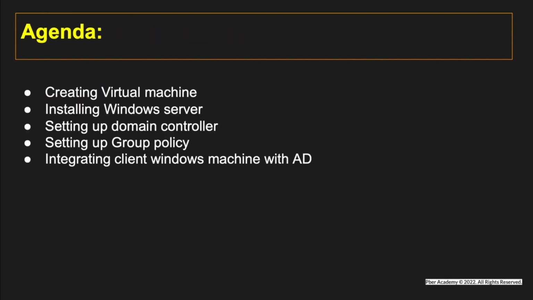Please find this video's agenda. We're going to create a virtual machine, then install Windows Server. In my example, I'm going to set up Windows Server 2019 Enterprise Edition, set up the domain controller after installation of Windows Server, set up a few group policies, and finally integrate the client Windows machine with Active Directory.